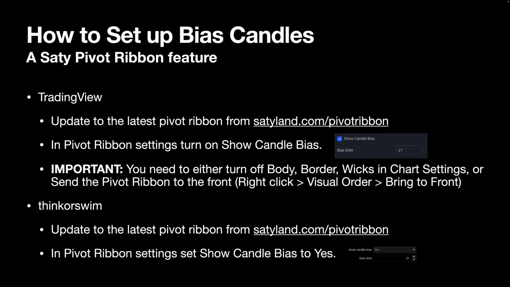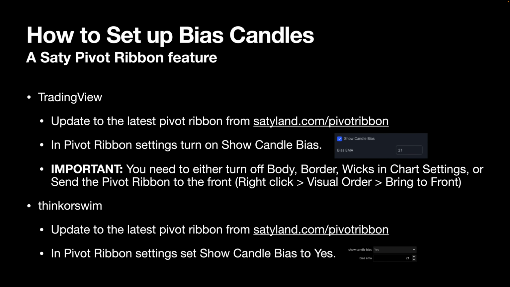All right, so setting them up is a breeze. As long as you have the latest version of the Pivot Ribbon, which you can grab from satyland.com/pivot ribbon, that's set up on TradingView or Thinkorswim. There's a really simple setting in the indicator settings for Pivot Ribbon called show candle bias, right? And all you need to do is check that on TradingView or move it from no to yes in Thinkorswim, and you're all set. For TradingView, there's one more step.